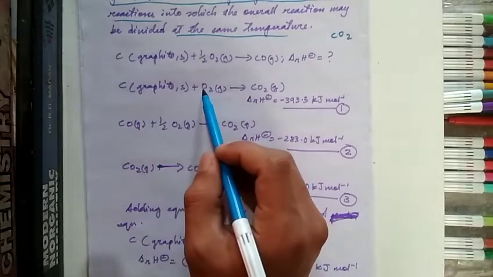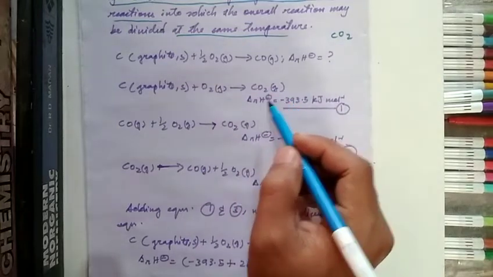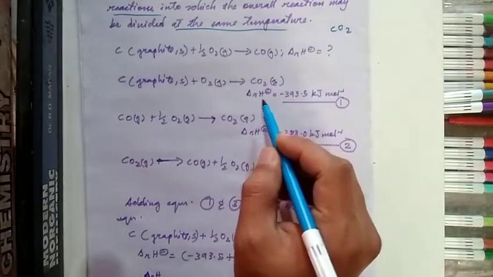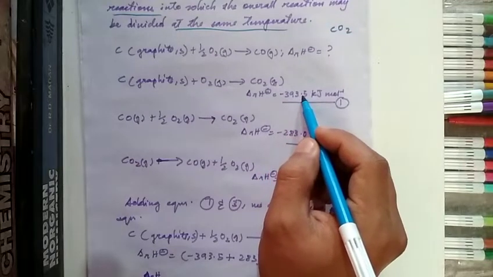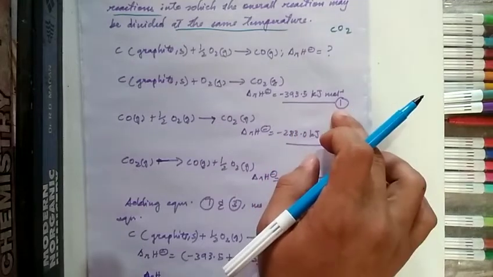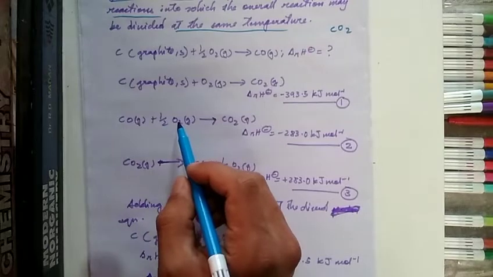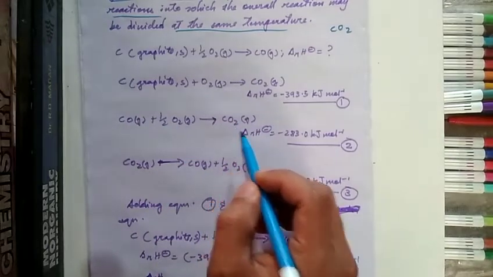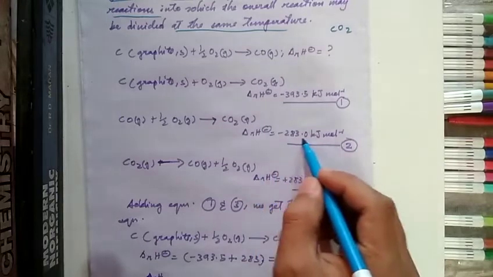carbon reacts with 1 mole of oxygen to give carbon dioxide. And the enthalpy involved here is minus 393.5 kilojoule per mole. Now we take this one as equation 1. And carbon monoxide reacts with half mole of oxygen to give carbon dioxide. Now we take this one as equation 2. The value is given here.